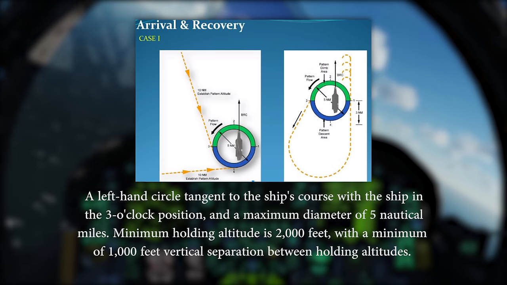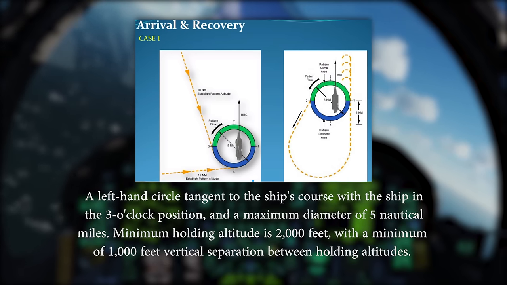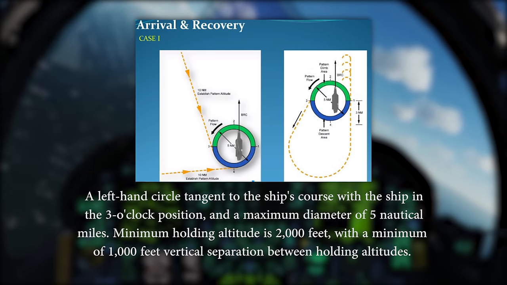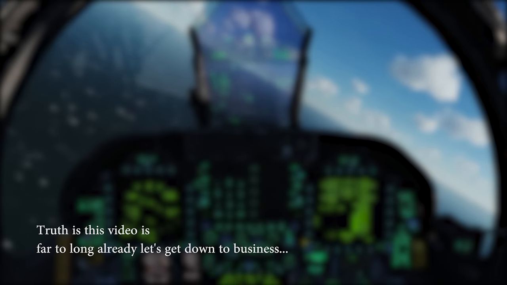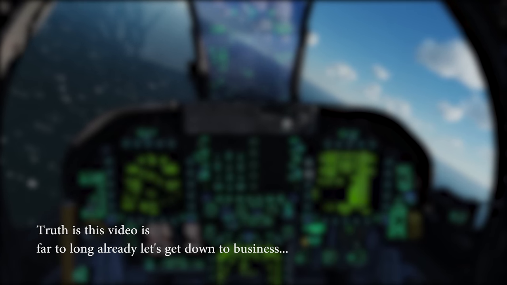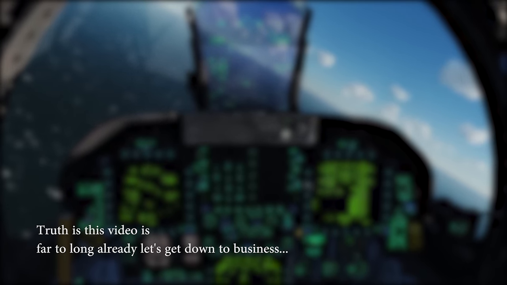Minimum holding altitude is 2,000 feet with a minimum of 1,000 foot vertical separation between holding altitudes. Now, to save time, I'm not going to actually demonstrate this. We'll save that for another day. So let's move on to the actual carrier break and recovery.